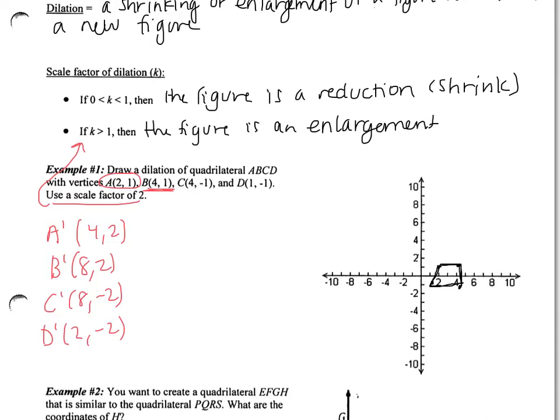And now we can graph it. So A is 4, 2, which is about here. B is 8, 2. C is 8, -2. And D is 2, -2. Yours should look a little more accurate than mine, but this right here is our dilation. So it's similar to the original figure, we just blew it up.